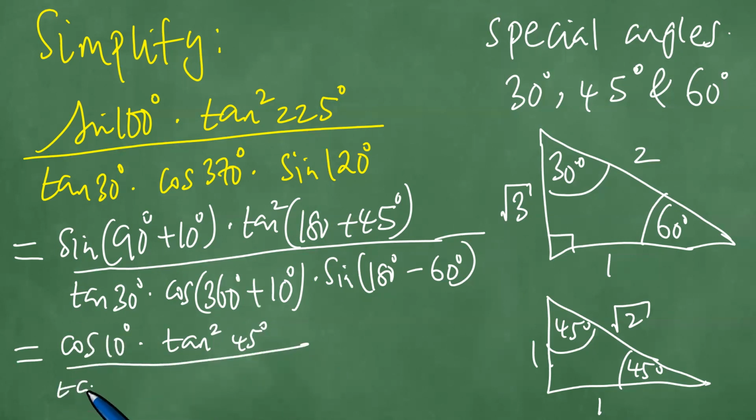divided by, in the denominator, the tangent of 30. 360 plus 10 is in the first quadrant where all functions are positive, and therefore this is going to be positive cosine 10. 180 degrees minus 60 is in the second quadrant, where sine is positive, so the result is positive sine of 60 degrees. So what do we have? We have cosine 10 multiplied by tan squared 45.